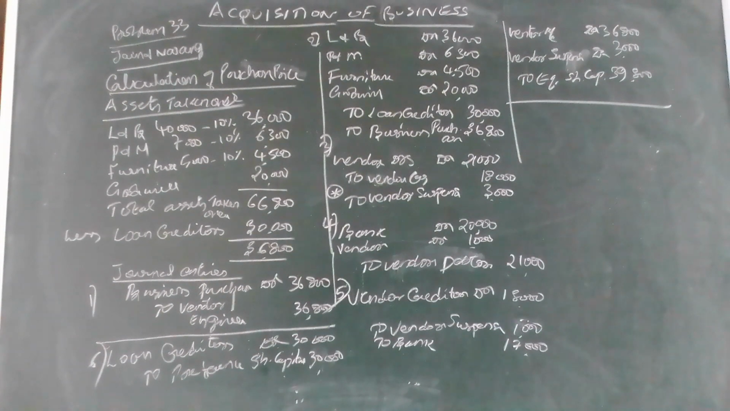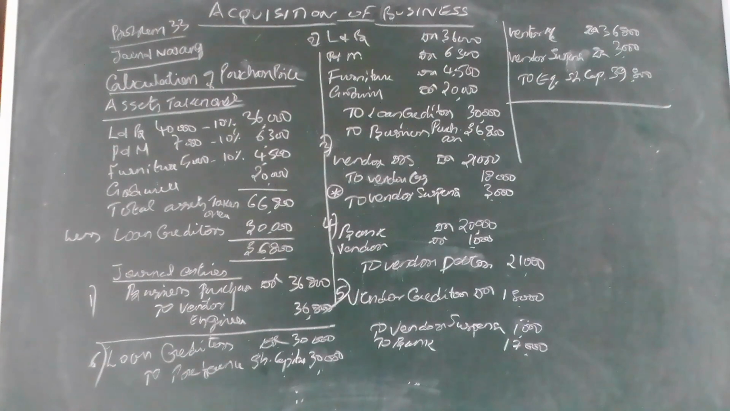Based on that asset basis, we are calculating the purchase consideration, that is assets minus liabilities taken over. The loan creditor only we have to take it here, and another one, trade creditor, is adjusted against the vendor debtor. So first we have to calculate the purchase consideration, that comes to 36,800. Total assets taken over minus liability considered, 36,800.